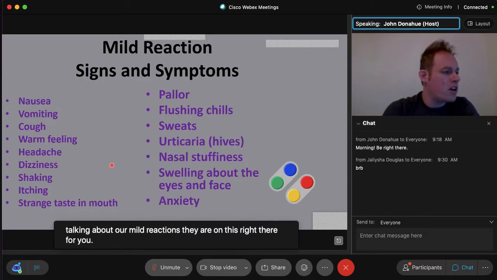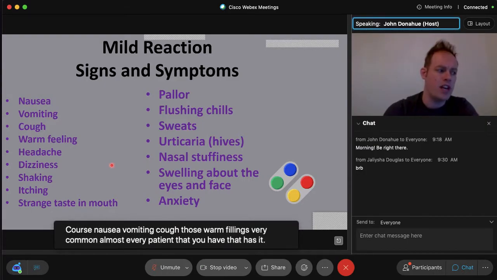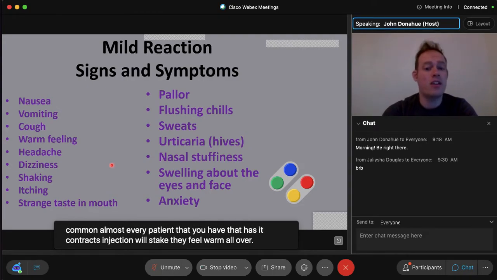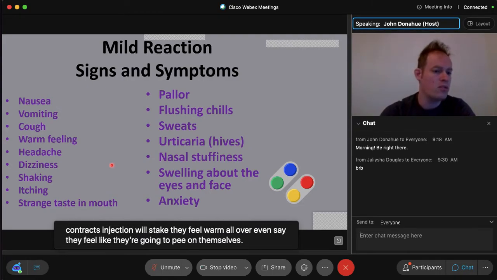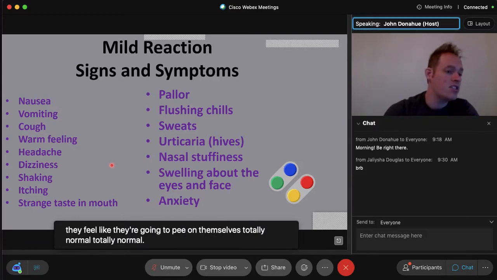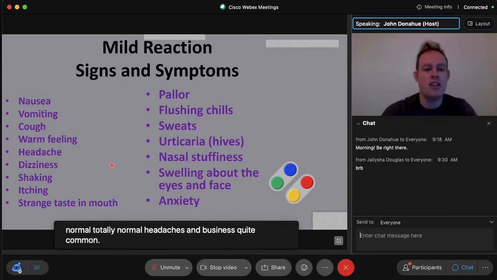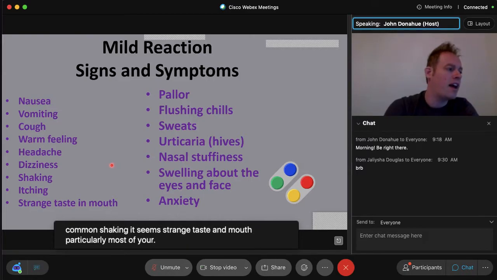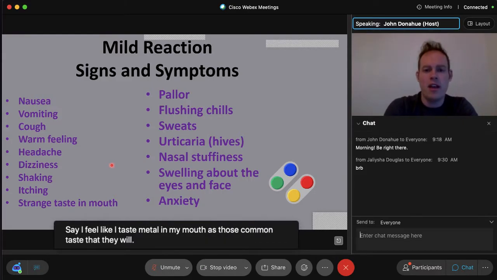Of course, nausea, vomiting, cough, those warm feelings, very common. Almost every patient that has a contrast injection will state that they feel warm all over. Sometimes they'll even say they feel like they're going to pee on themselves. Totally normal. Headaches and dizziness, quite common. Shaking, itching, strange taste in mouth. Most of your patients will say, I feel like I taste metal in my mouth. That's that common taste they will have.